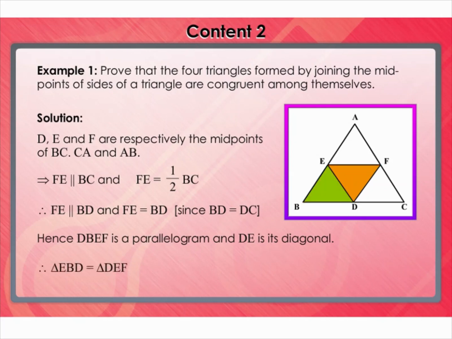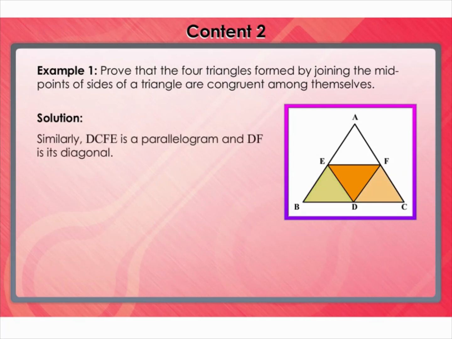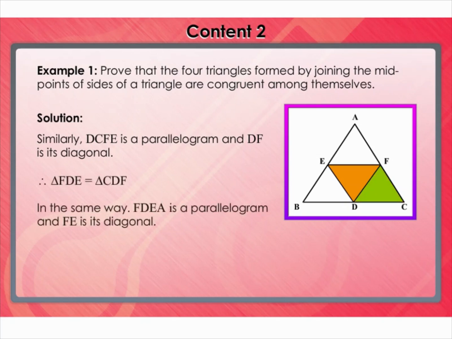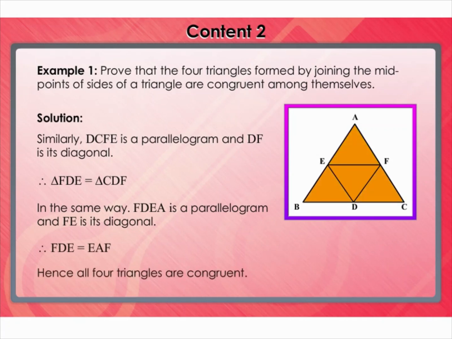Therefore, triangle EBD is congruent to triangle DEF. Similarly, DCFE is a parallelogram and DF is its diagonal. Therefore, triangle FDE is congruent to triangle CDF. In the same way, FDEA is a parallelogram and FE is its diagonal. Therefore, FDE is congruent to EAF. Hence, all four triangles are congruent.